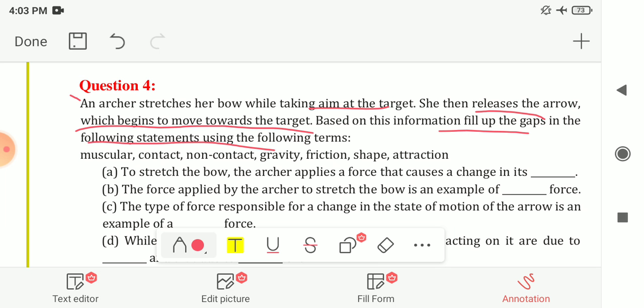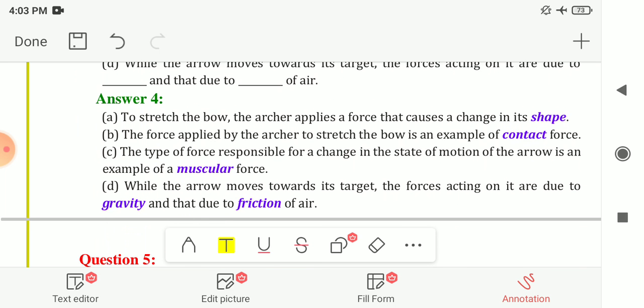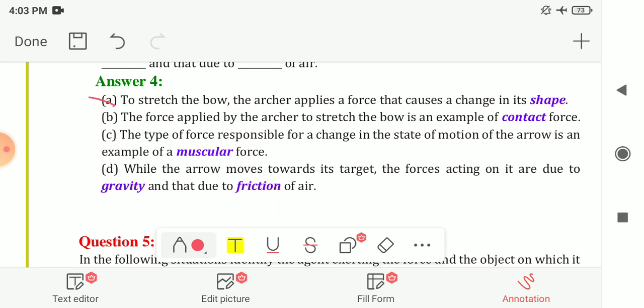The condition given to you is that an archer is stretching her bow and releasing the arrow. So what kind of forces she is applying over there, that you have to write in these blanks. The first one is, to stretch the bow, the archer applies a force that causes a change in its blank. So it causes the change in the shape of the bow.